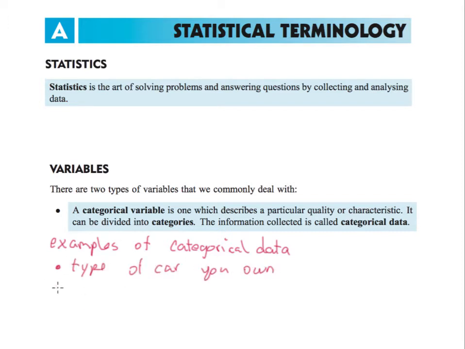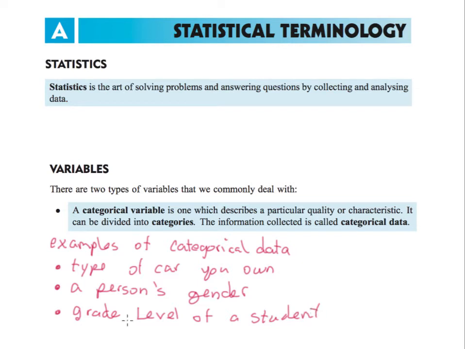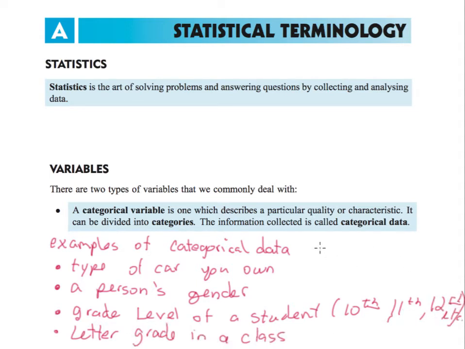The type of car that you own would be categoric data. Your gender, female or male, would be considered categoric data. Your grade level as a student, such as are you in the 10th grade, 11th grade, 12th grade, junior, senior, sophomore, freshman. That is categoric data. In addition, the letter grade that you make in a class would be considered categoric: A, B, C, or D. The subjects you take in school are also categoric: science, math, English, French.